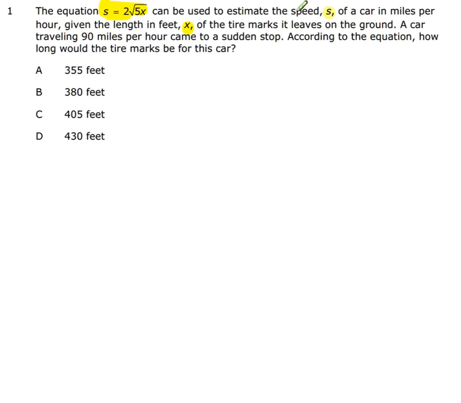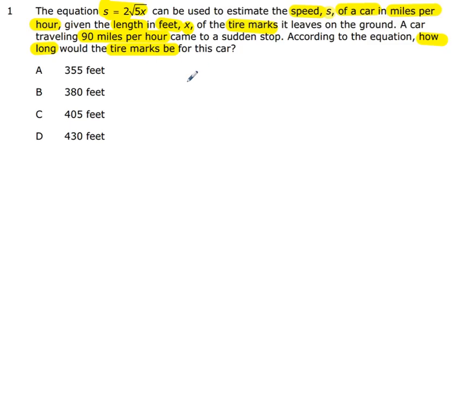Variables are usually important as well, and what they represent. So S is the speed of a car, and X is the length of the tire marks. Sometimes the units of measure for each variable and other things are important as well, because sometimes you have to convert. So the speed is going to be in miles per hour, and the length is going to be in feet. All right. This particular car is traveling 90 miles per hour when it came to a stop, and we want to know how long the tire marks would be. All right, so that's the key information.